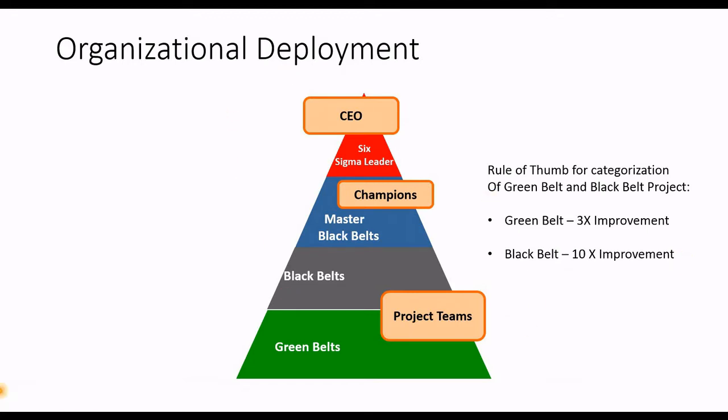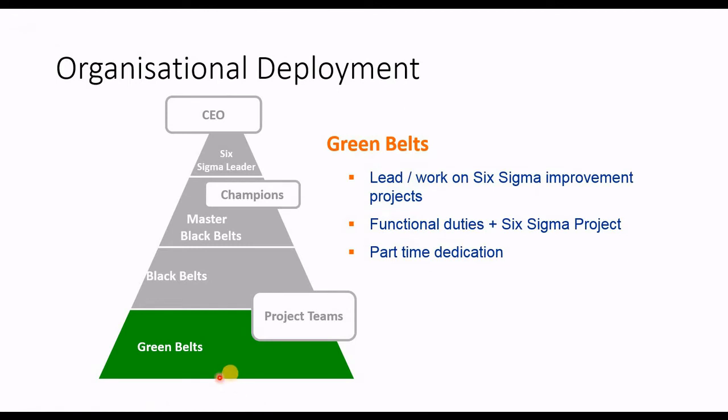So what do these resources do in terms of their roles? What are the roles of these resources in a Six Sigma project organization? So who is a green belt? What are the roles of a green belt? The green belt's role is to lead or work on a Six Sigma improvement project. That means either he can be an action leader or he can be a team member on a green belt Six Sigma improvement project.